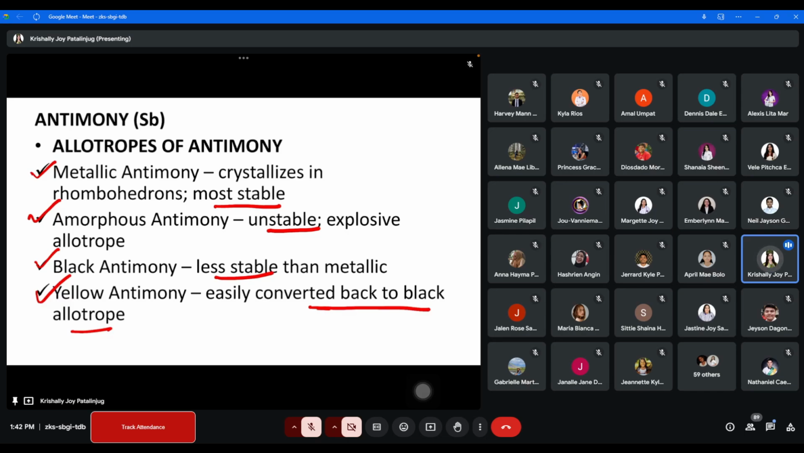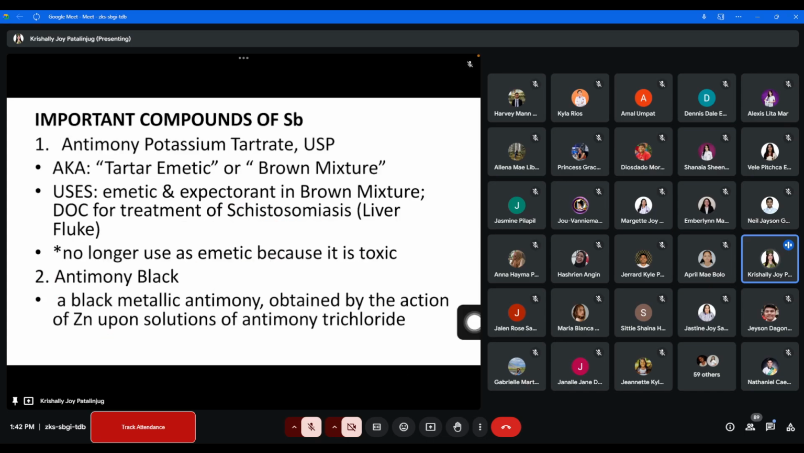Okay, sige, let's proceed with the important compounds ng antimony. Konti lang yung important, yung may pharmaceutical use talaga. Next slide, ayan. Antimony potassium tartrate, USP. This is also known as tartar emetic, but no longer used na siya. Although meron siyang pharmaceutical use before, hindi na siya ginagamit ngayon as emetic because it is toxic, poisonous, hindi na tolerated. It was an emetic, expectorant in brown mixture, and before, the drug of choice for the treatment of schistosomiasis.